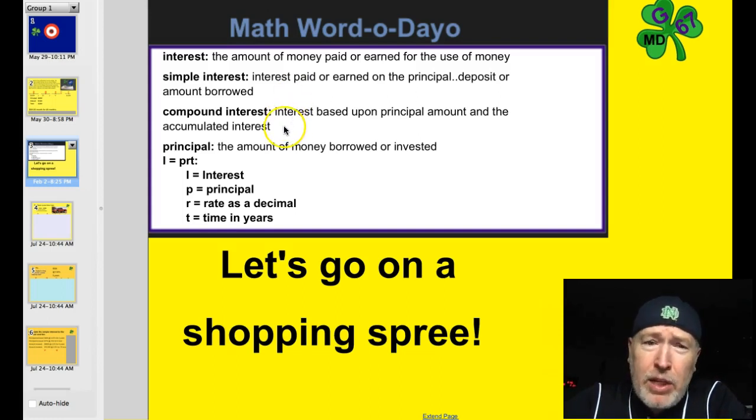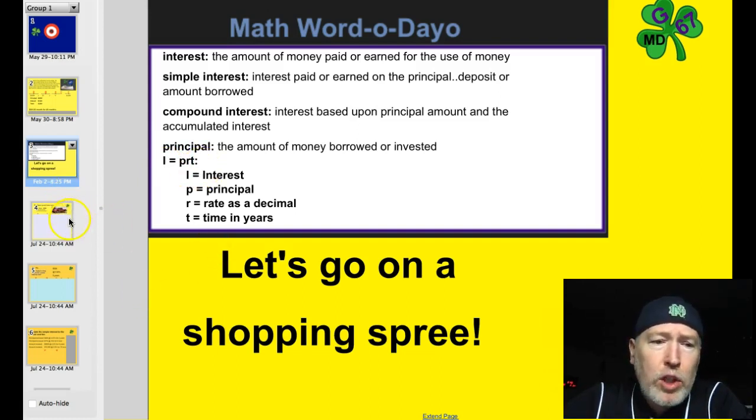Tomorrow night, we're going to calculate compound interest. That's the interest based upon the principal and accumulated interest. And of course, that's going to be more money because you're paying interest on the principal and other interest. The principal is the amount borrowed or invested. So here's a look at that equation again. The interest that you pay is equal to the principal times the rate times the time.